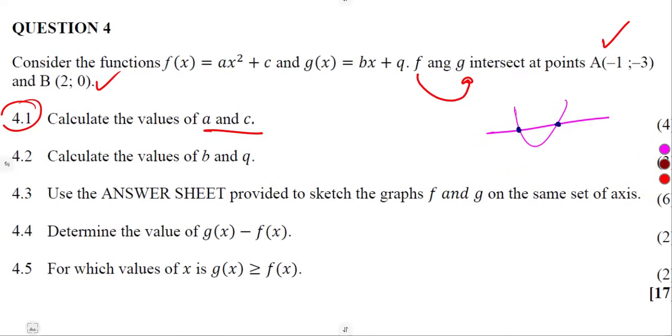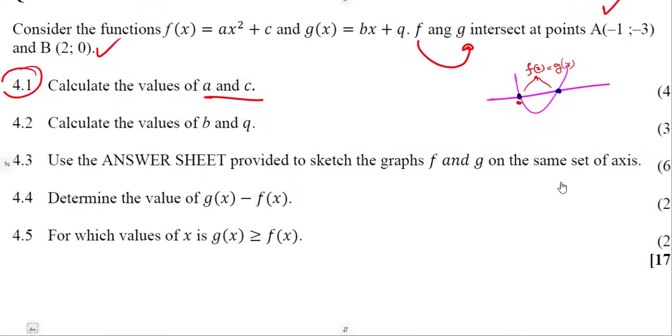What is it that we know about these 2 points at the point of intersection? The two functions are equal. f of x must be equal to g of x at that point, meaning to say we have got the same value of x. For this condition on these two functions, our x will be the same, y will be the same. But our question was, calculate the values of a and c. How can we calculate that? Let's use this idea of they intersect at a and b.